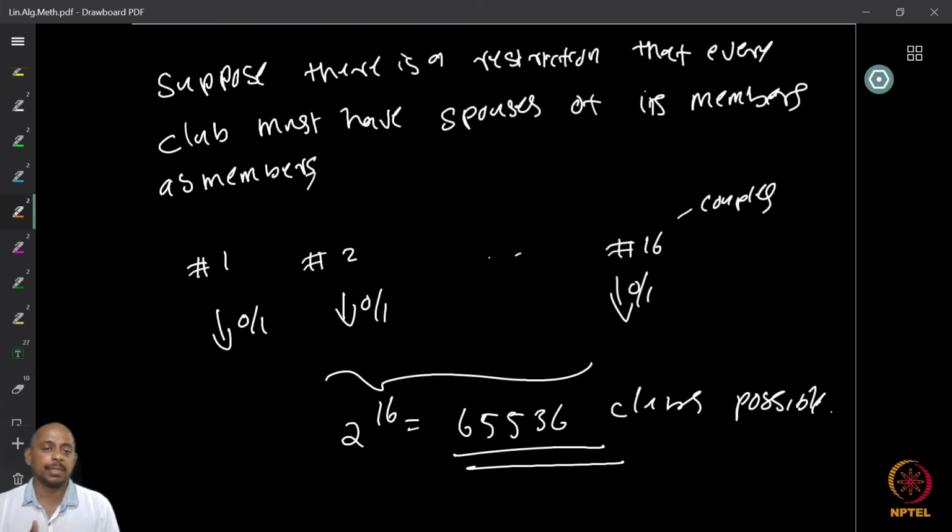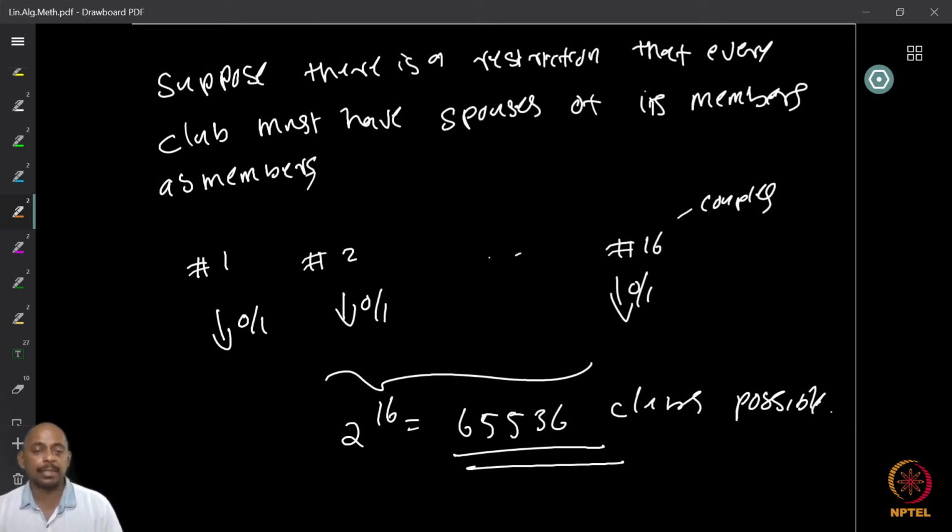Everybody forming clubs is essentially an adult, so we can assume they are married. Anybody joining a club must also have their spouse as a member: a husband must have his wife, and a wife must have her husband. That puts a further restriction, since I cannot choose one person without choosing the wife also.